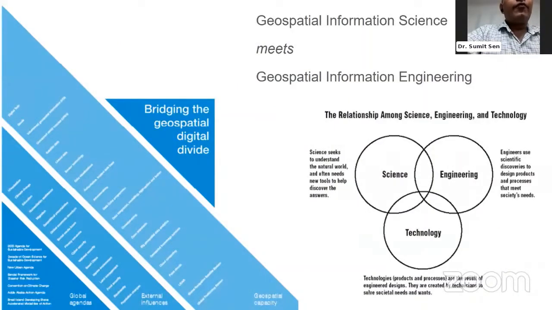So geographic information science meets geographic information engineering, and if you see in the Venn diagram, that provides the avenues for growth of each of these, and the overlap of what we call technology, which has overlaps with both science and engineering. That special area of overlap of all the three is where we would like a bigger expansion. Can we go to the next one, please?